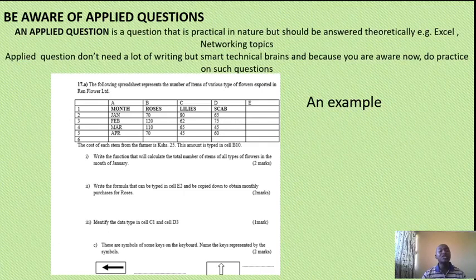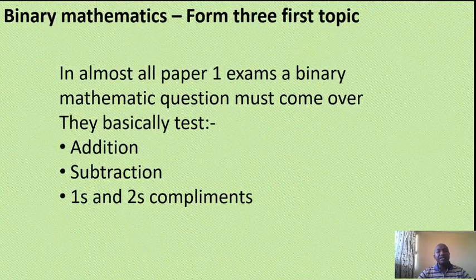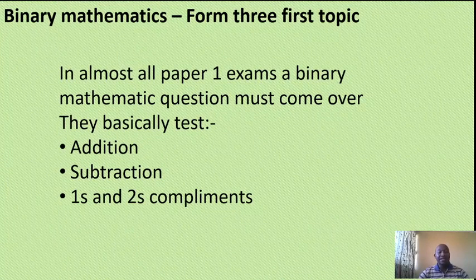Therefore, these are the questions that you can score easily, but students avoid them because they are applied, they are practical in nature. These are very good questions. Then we have binary mathematics, that is Form 3 first topic. In almost all paper 1 exams, a binary mathematics question must come up. They basically test addition, that is binary addition, binary subtraction, ones and twos complement. Therefore, be aware that in almost all paper 1 exams in computer studies, this question must be there.